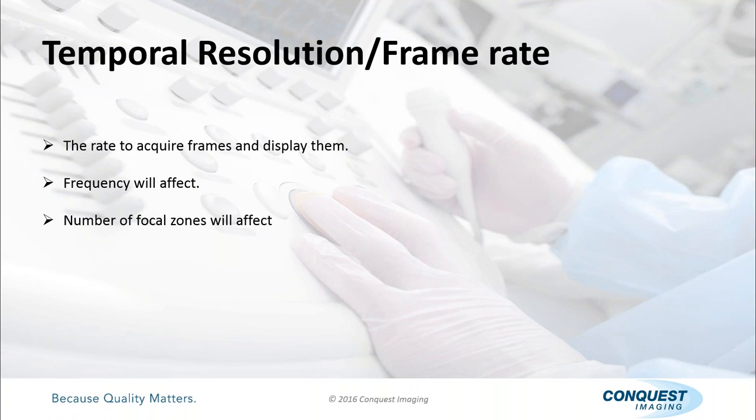Now, as you add the number of focal zones, let's say you're looking at several regions of interest on an image, your frame rate is going to go down because now the system's not only rebuilding the entire image, it has to go and refocus at every area of interest that you select as a sonographer or as a technologist, and as it rebuilds that, it slows your frame rate down. So as you add 2 or 3 or 4 focal zones, what you're going to sacrifice is your refresh rate.